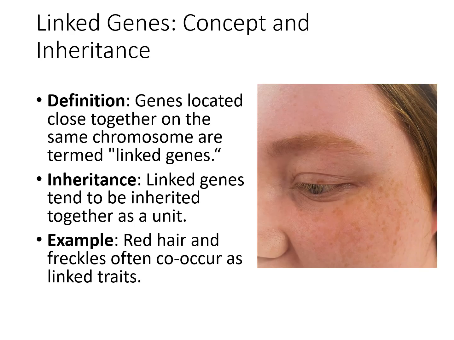Linked genes are genes that are located close together on the same chromosome. Because of their physical proximity, they tend to be inherited together, as a unit, rather than assorting independently like genes on separate chromosomes. A common example is red hair and freckles, which often appear together because the genes controlling them are linked.